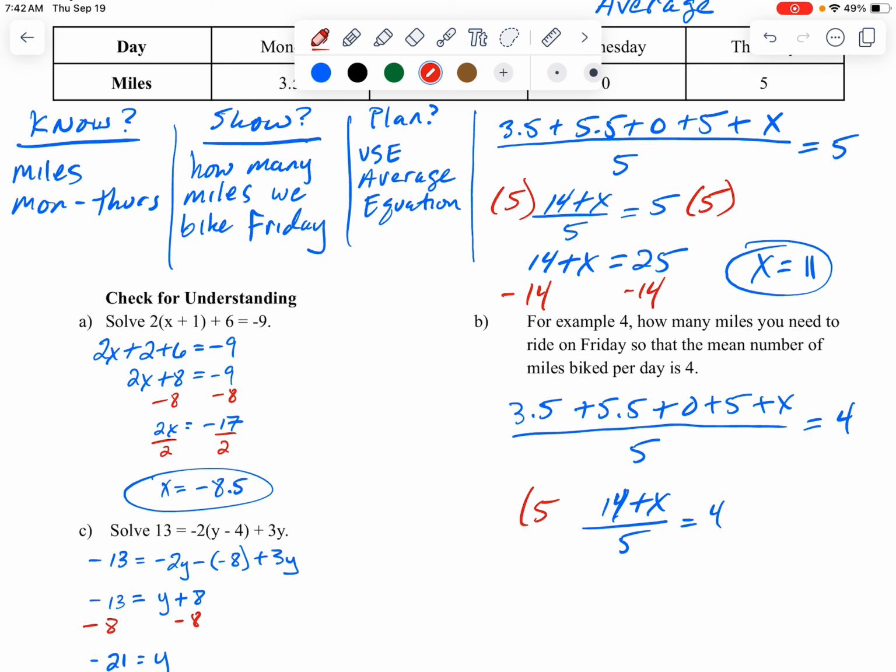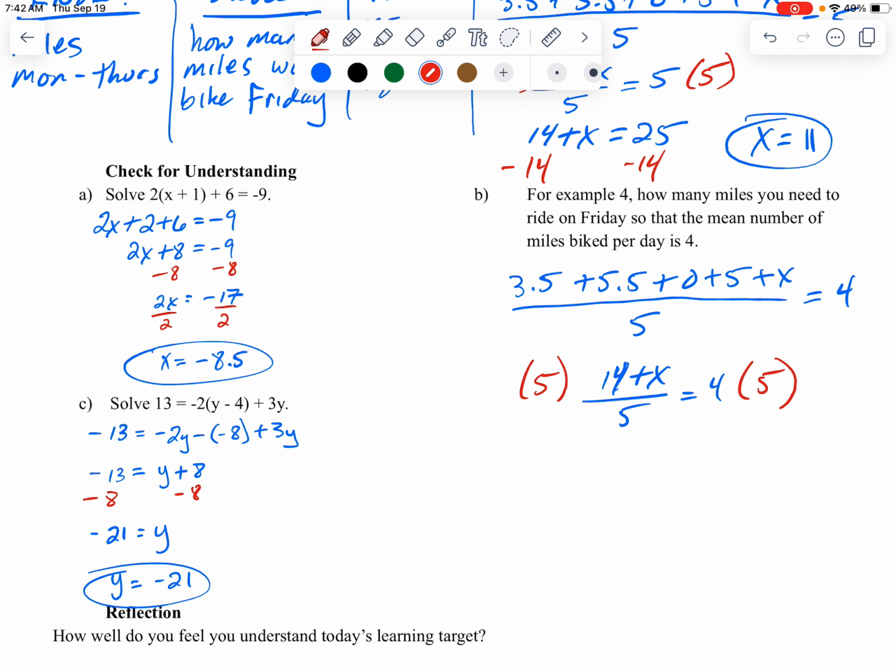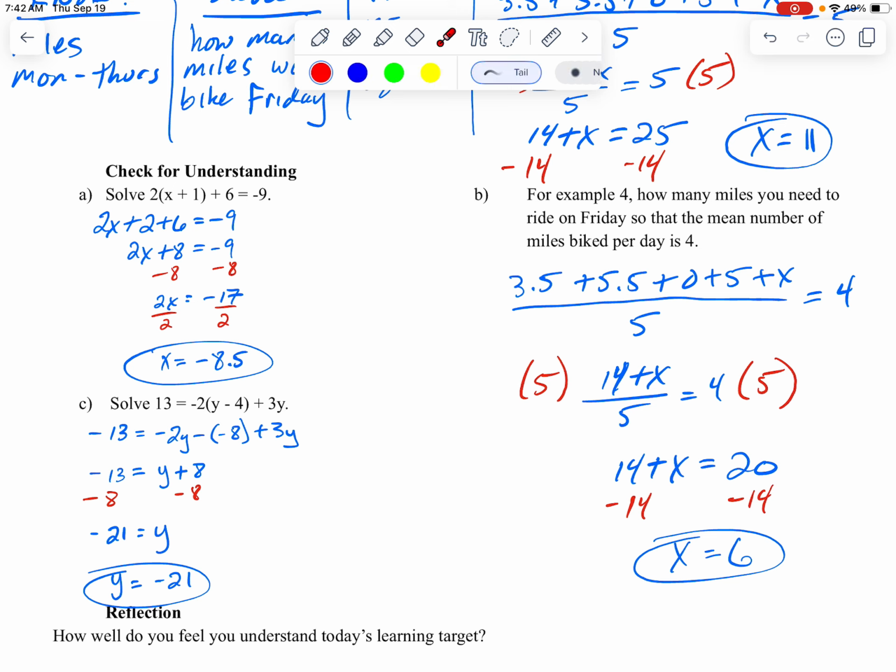Multiply both sides by 5. And we end up with 14 plus x equals 20. Subtract 14 from both sides, and x equals 6. So in other words, if we want our average miles per day to be 4, on Friday we would need to ride 6 miles.